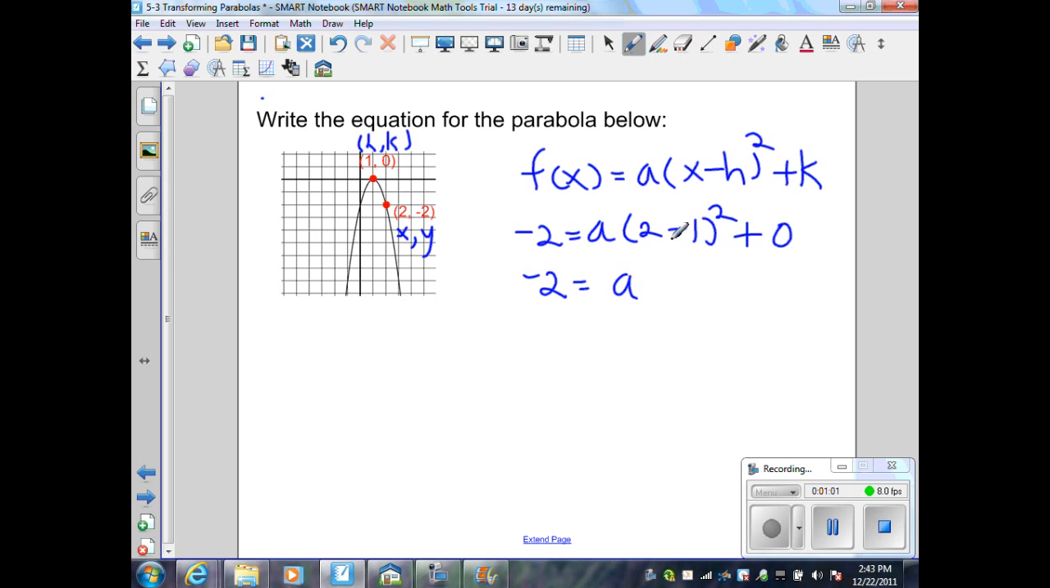2 minus 1 is 1. 1 squared is 1. 1 times a, just a. And I don't even need the plus 0. So I'm given that a is a negative 2. Let's substitute back into our general function.